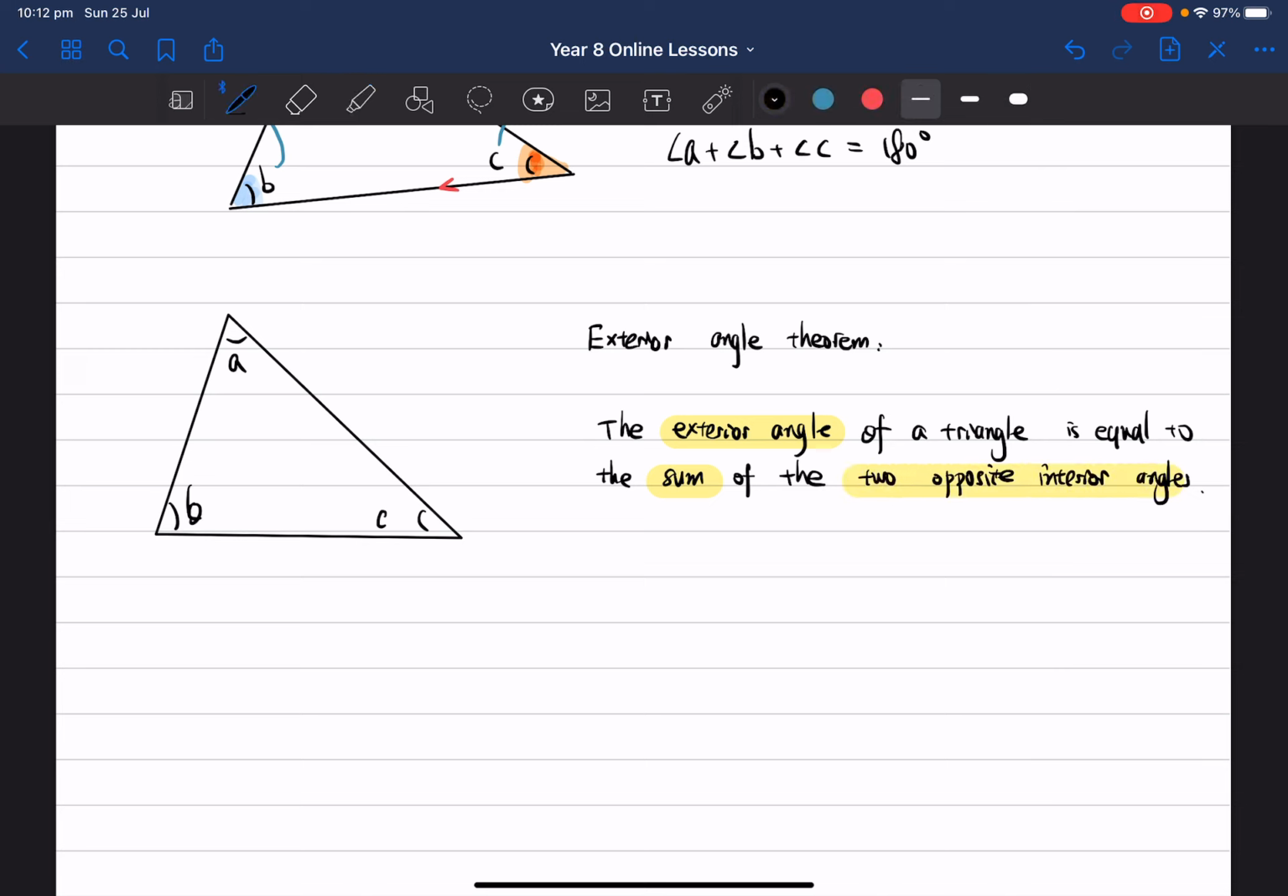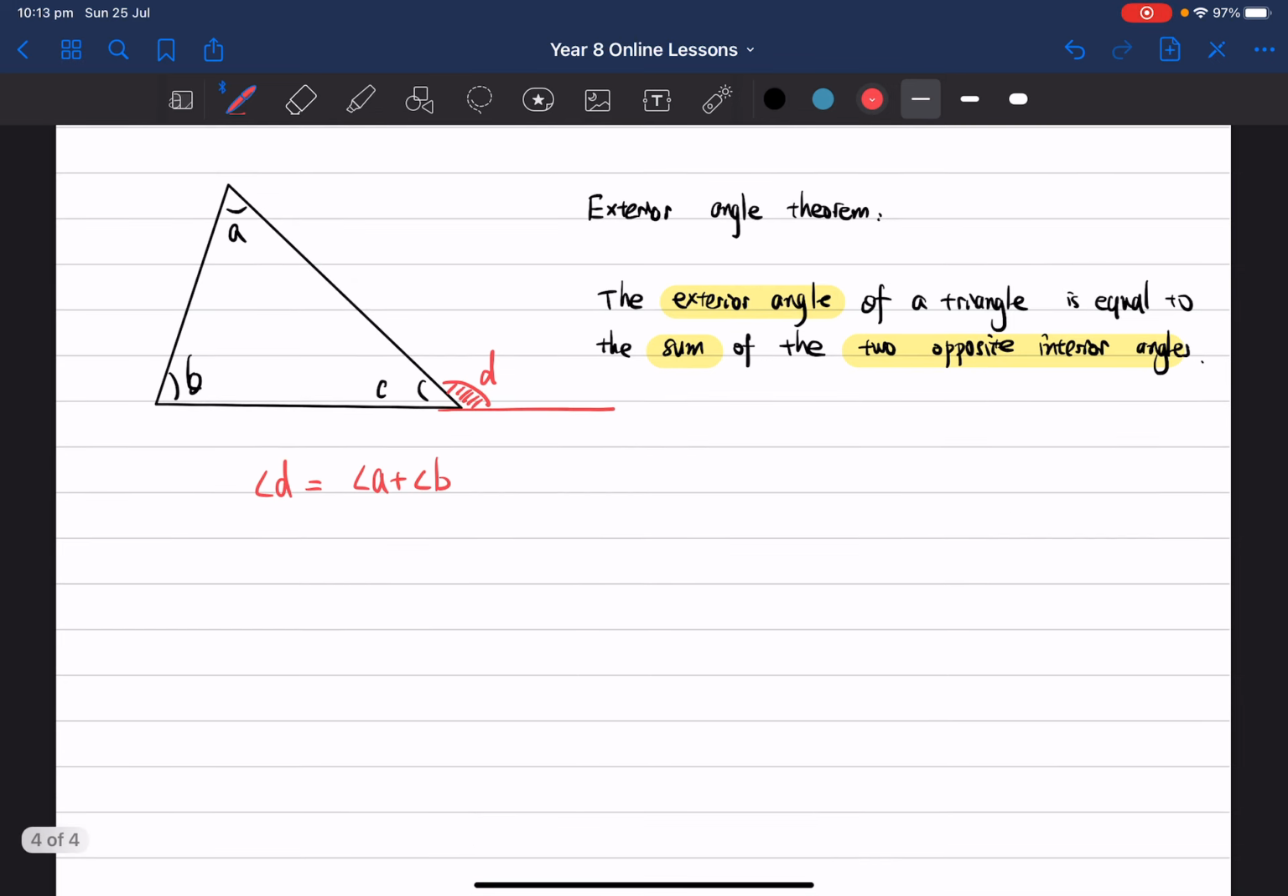Okay, so what that means is if we extend the line here a bit, we've got this exterior angle here. Let's call this exterior angle D. According to the theorem, angle D is equal to the sum of the two opposite interior angles. We've got three interior angles, and the opposite interior angles are these two, angle A and angle B. So angle D is equal to the sum of angle A and angle B. That is what this property is about.